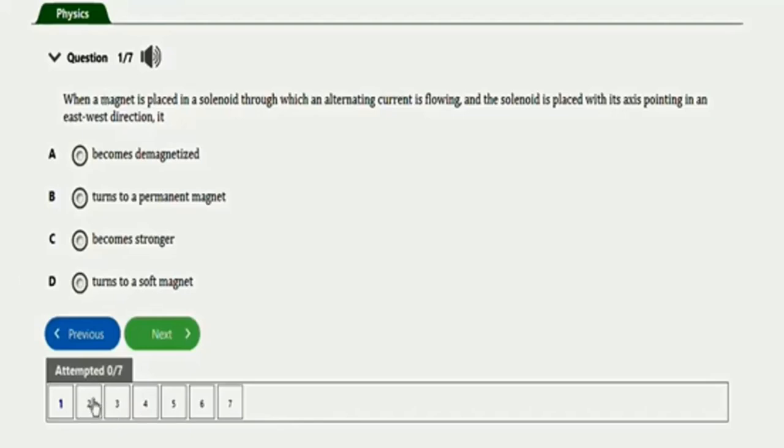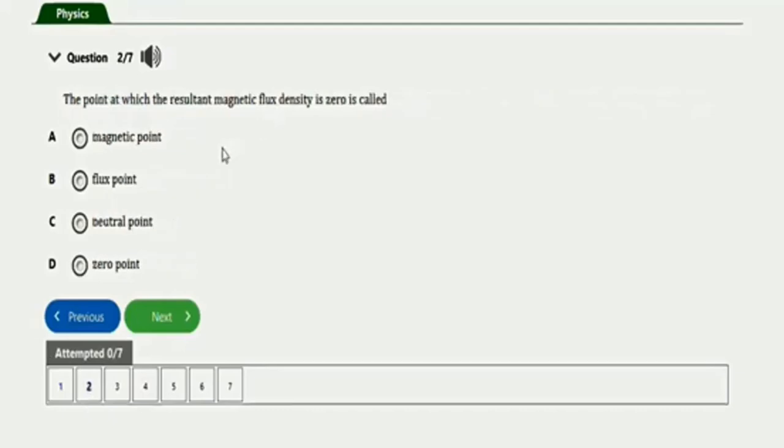Next repeated question will be this one. It says, the point at which the resultant magnetic flux density is 0 is called, we have option A, magnetic point, flux point, neutral point, 0 point. So the right option is option C, which is neutral point.